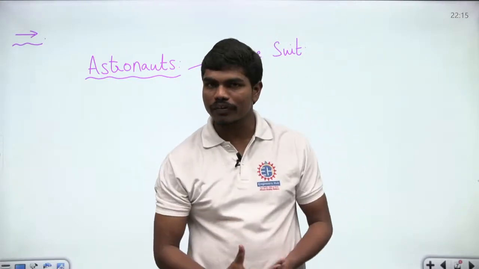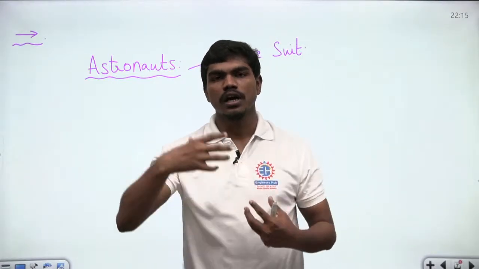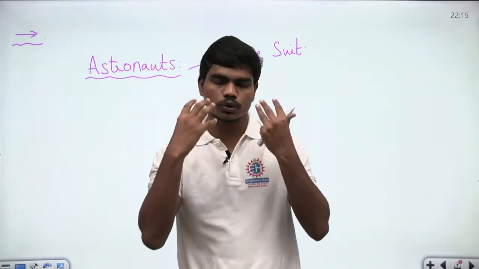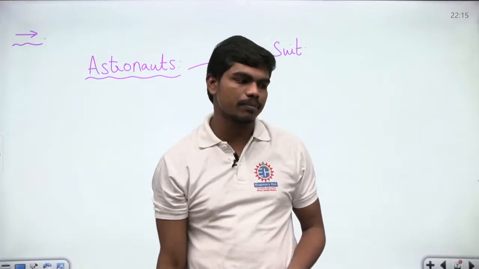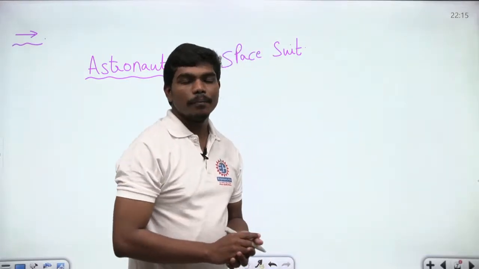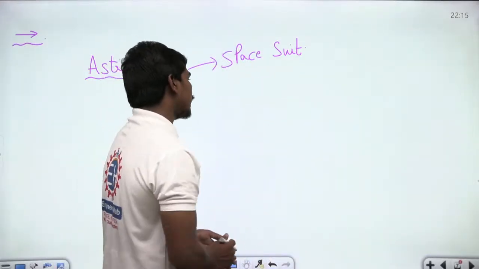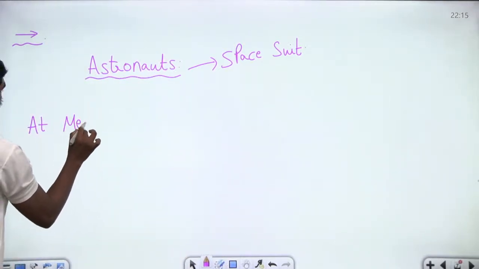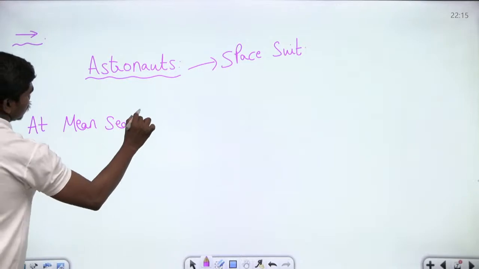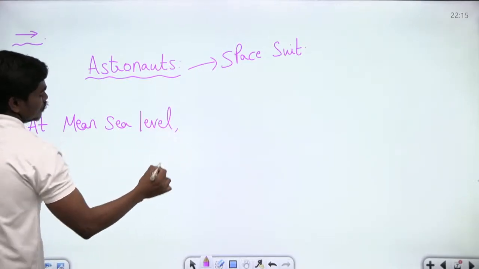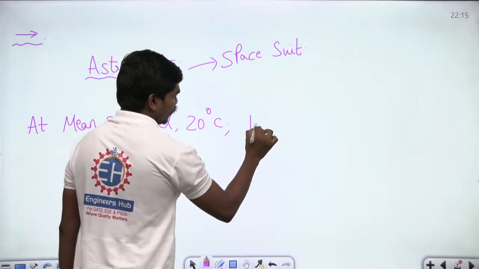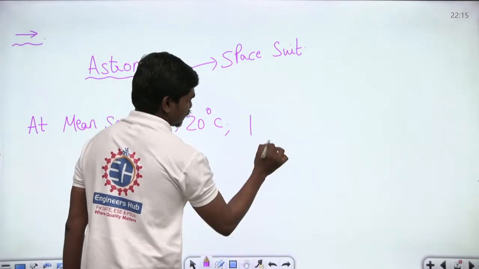Have you seen the photos of astronauts? Anytime they will be wearing a nice space suit and also some glass-closed equipment, so that the gas which is inside the suit or these cylinders doesn't escape out, correct? So why? Because I'll tell you. Normally at standard conditions, means at mean sea level and 20 degrees Celsius, you have the pressure of 1 atmospheric pressure.